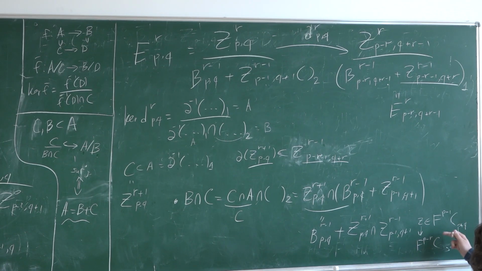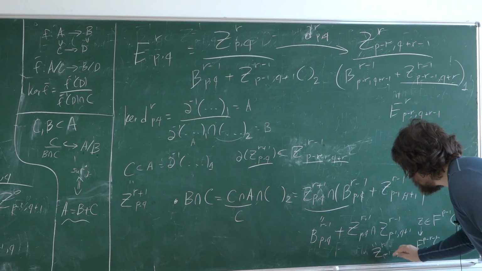And what does it mean? This is just Z_{R+1}^{P-1,Q+1}. Sorry, this must be R, just R. Just P minus 1. Sorry, this is smaller. P minus R minus 1. It goes to minus R. Yes, it's R. Okay.